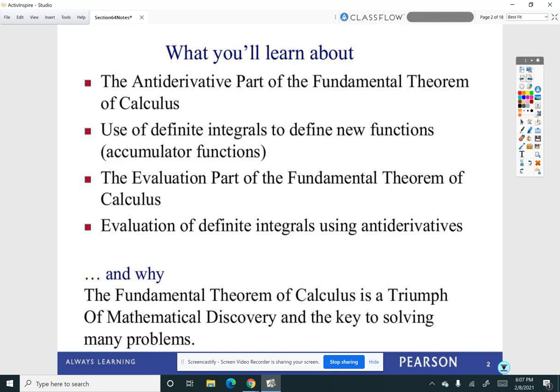And sometimes I don't print this slide, but I like this one because I like the and why. The fundamental theorem of calculus is a triumph of mathematical discovery and the key to solving many problems. So it's a big deal. When Newton and Leibniz discovered the relationship between derivatives and integrals, they made connections that have been able to lead people to solve problems that were previously unsolvable.